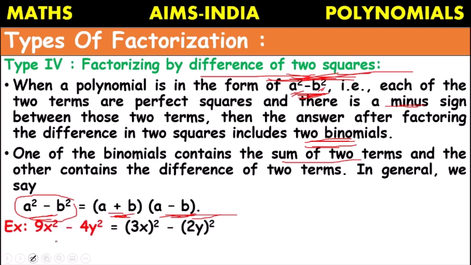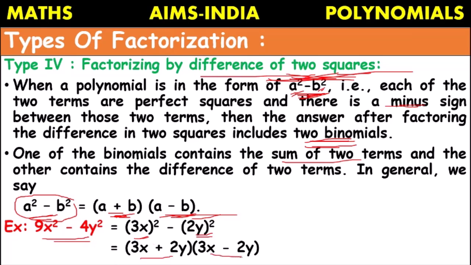If we have 9x square minus 4y square, we can write it as (3x) whole square minus (2y) whole square. So what are the factors? Sum of two terms, 3x plus 2y, difference of two terms, 3x minus 2y. Like that, if we have a difference of two squares, directly by using this algebraic identity, we can write the factors.